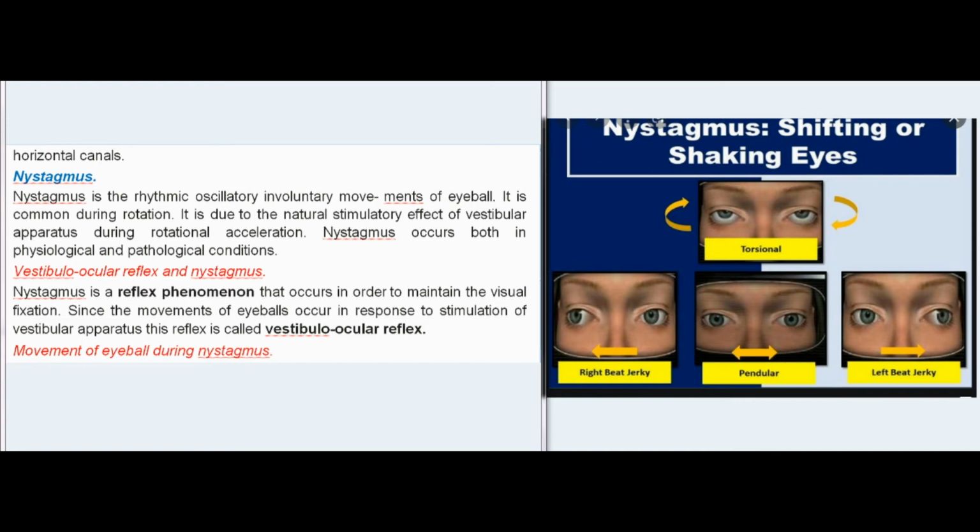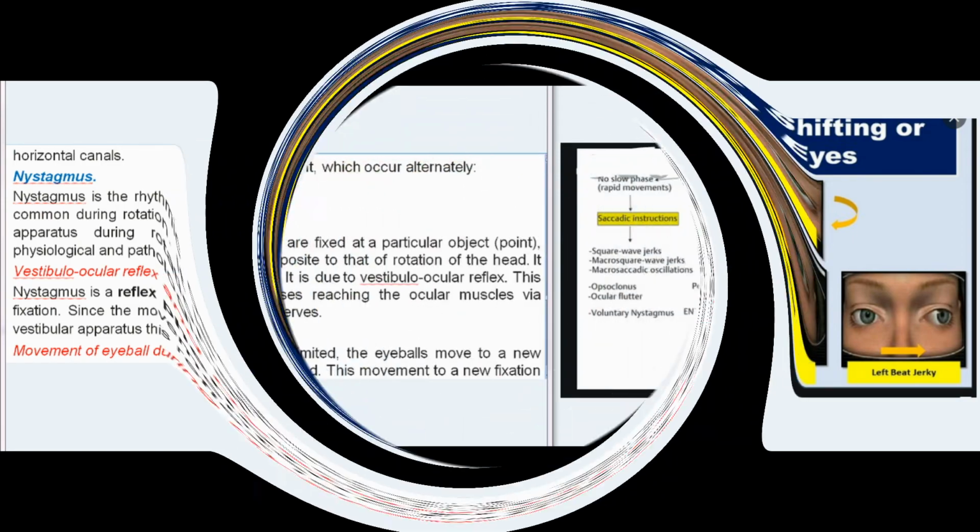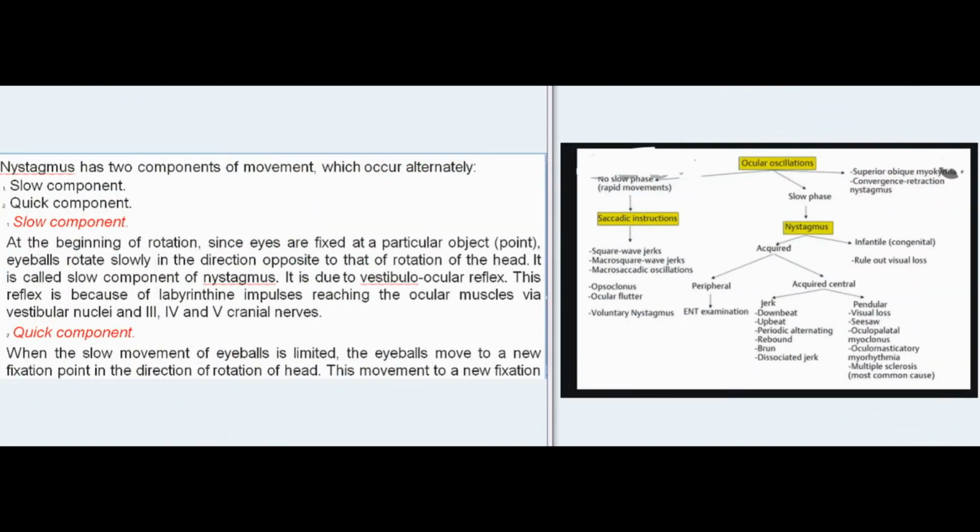Movement of eyeball during nystagmus. Nystagmus has two components of movement, which occur alternately: slow component and quick component. Slow component at the beginning of rotation: since eyes are fixed at a particular object or point, eyeballs rotate slowly in the direction opposite to that of rotation of the head. It is called slow component of nystagmus. It is due to vestibulo-ocular reflex. This reflex is because of labyrinthine impulses reaching the ocular muscles via vestibular nuclei and 3rd, 4th, and 6th cranial nerves.